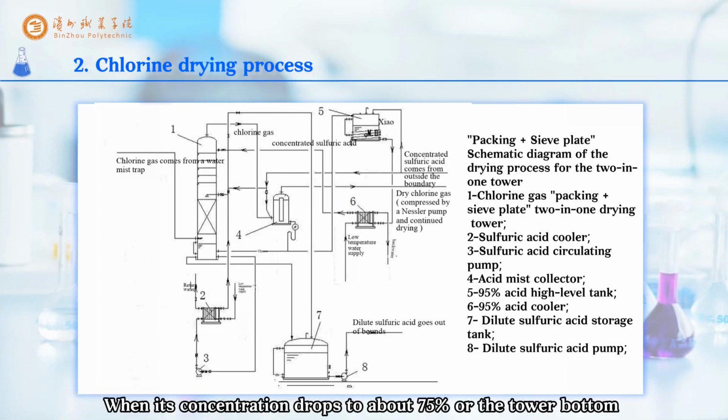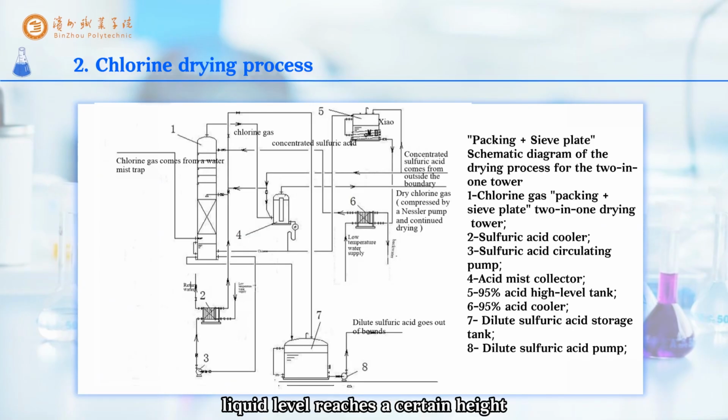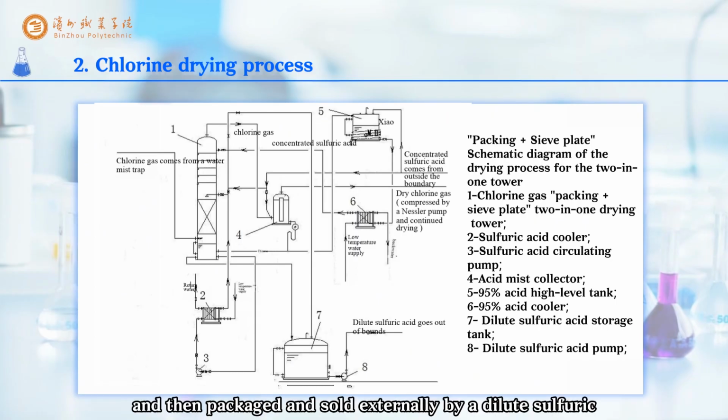When its concentration drops to about 75%, or the tower bottom liquid level reaches a certain height, it is pumped to the wet sulfuric acid storage tank, and then packaged and sold externally by a dilute sulfuric acid pump.